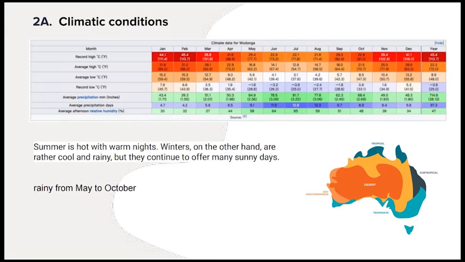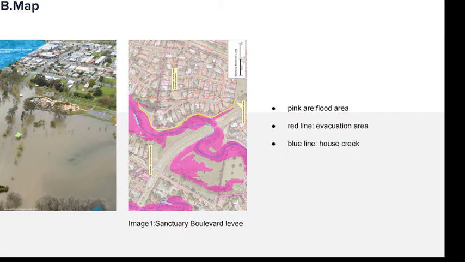Wodonga is located in Victoria and has a subtropical humid climate. The city has abundant rainfall from May to October and is often subject to heavy rains. So let's move on to our map.